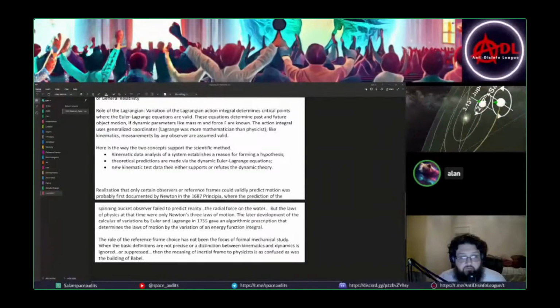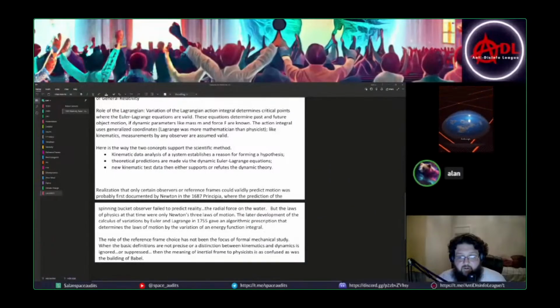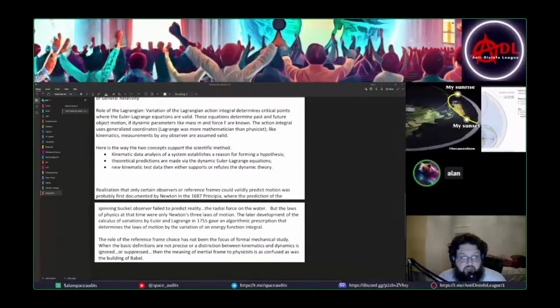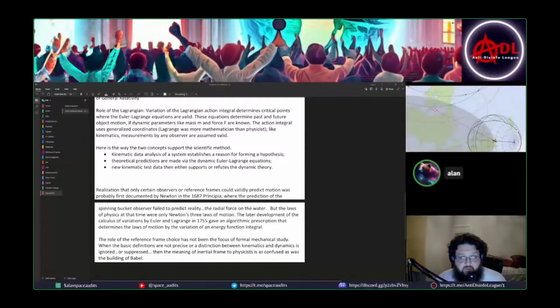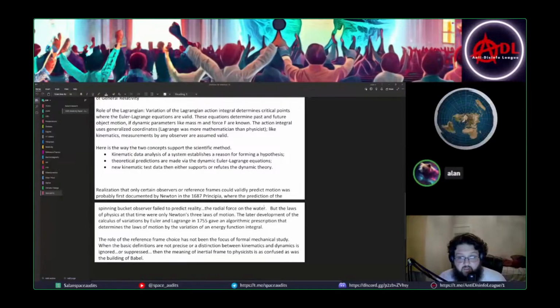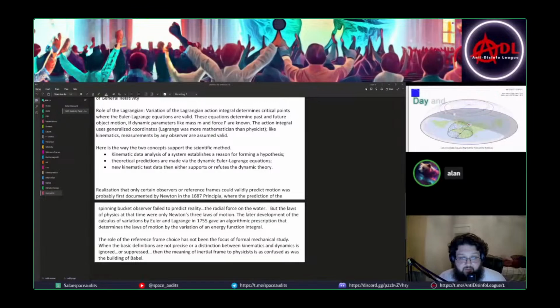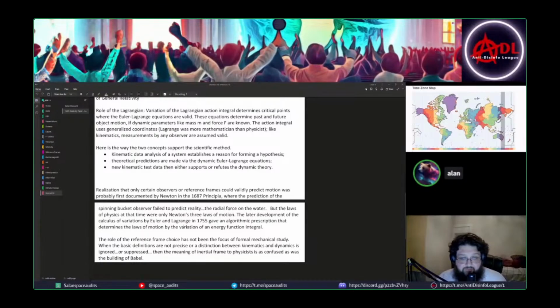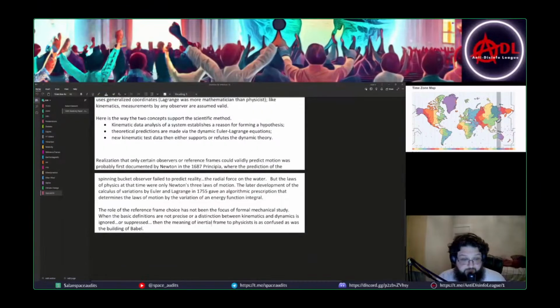The realization that only certain observers or reference frames could validly predict motion was probably first documented by Newton in 1687 in the Principia, where the prediction of the spinning bucket observer failed to predict reality, the radial force on the water, but the laws of physics at the time were only Newton's three laws of motion. Later development of calculus and the variations by Euler and Lagrange in 1755 gave an algorithmic prescription that determines the laws of motion by variation of energy function integrals. Very cool.